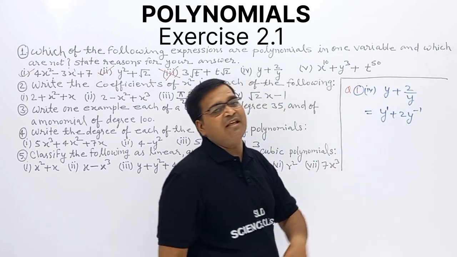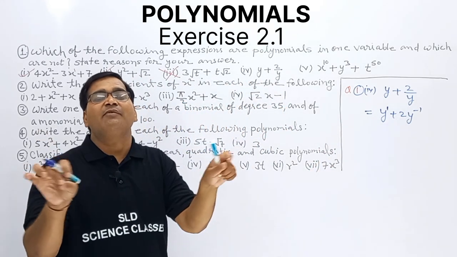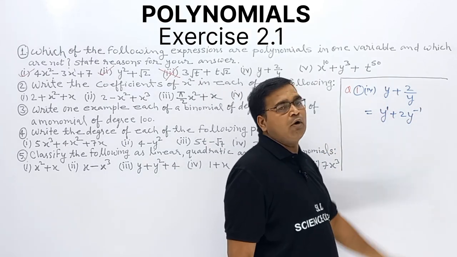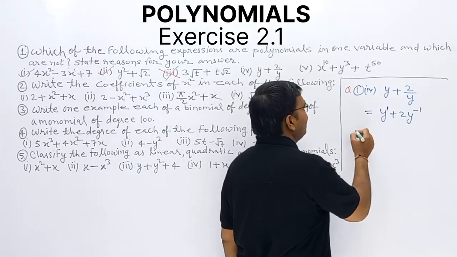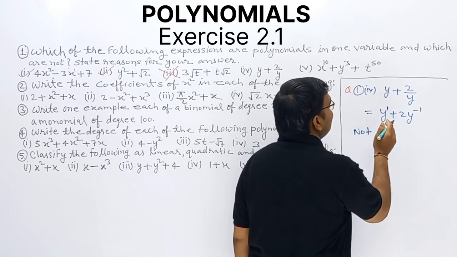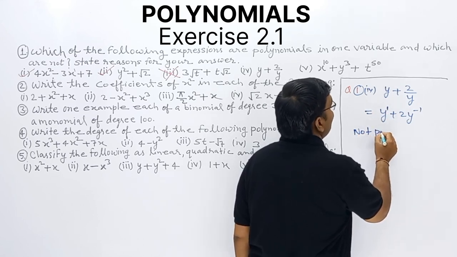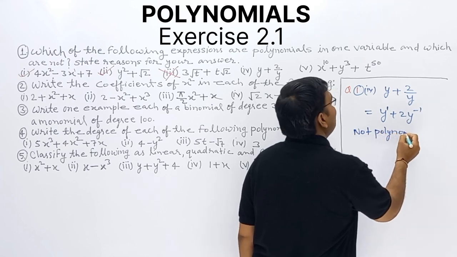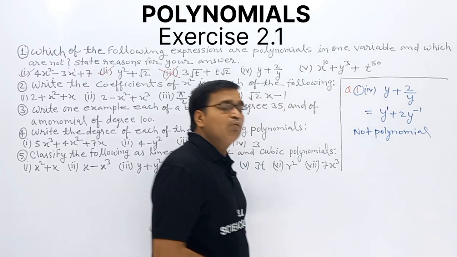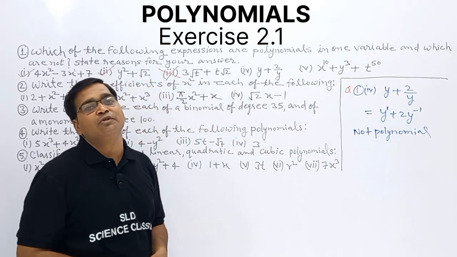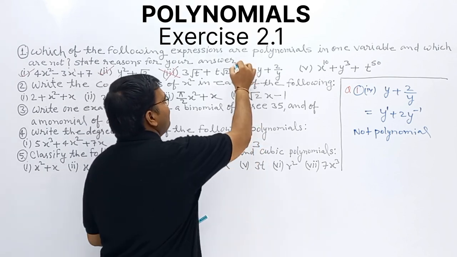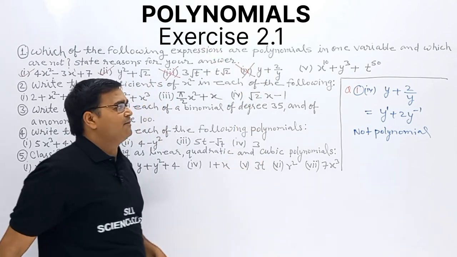So in expressions, all variable powers should be what? Whole numbers. This one is a whole number, but this one is not a whole number. So we can say this expression is not a polynomial. Why is this one not a polynomial? Because the variable power is negative. So directly we can say this one is not a polynomial.